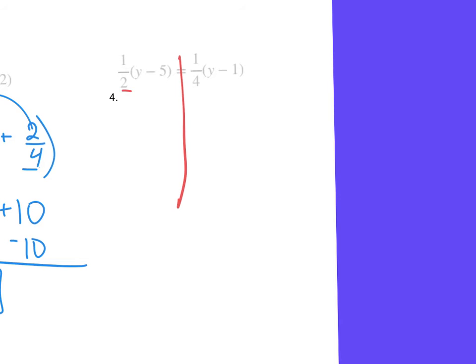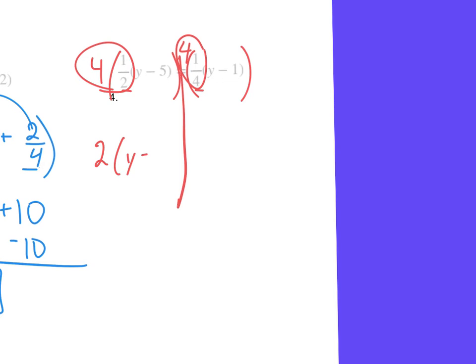killing these fractions, 2 and 4, they both go into 4, right? So again, we're just multiplying these two numbers. We're not distributing to the very inside parentheses. Half of 4 is 2, y minus 5. 1/4 of 4 is just 1, which just gives me those inside parentheses. 1 times y minus 1 is y minus 1.